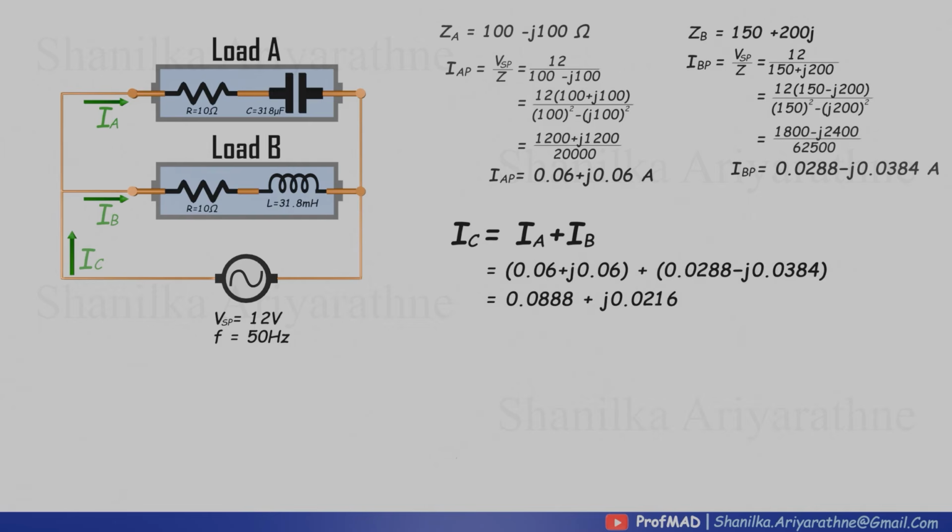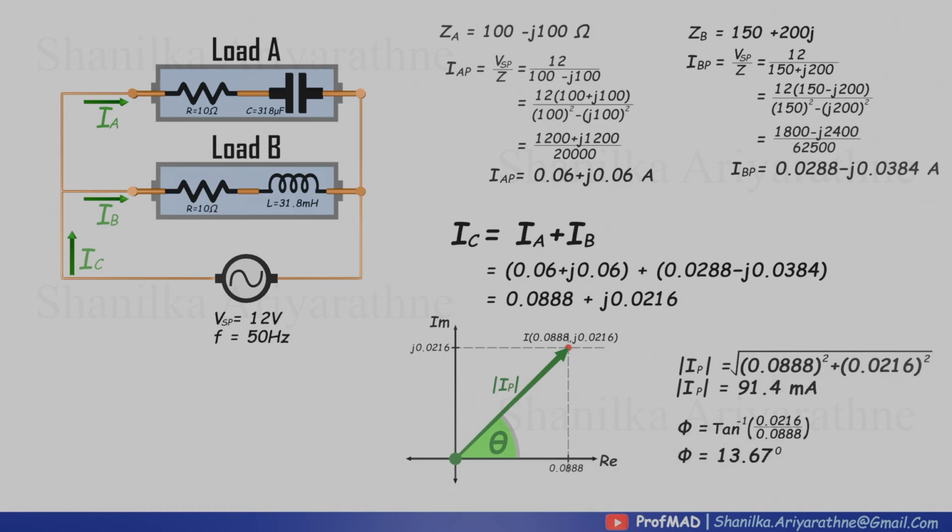And compared to adding sinusoidal equations, complex number addition is much easier. We just add the real parts together, then add the imaginary parts together. Once we have the total complex current, we can calculate its magnitude and phase angle separately. And that's the real power of complex numbers. They turn messy AC circuit math into simple, organized algebra.